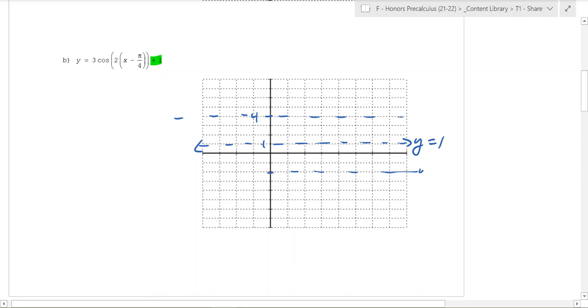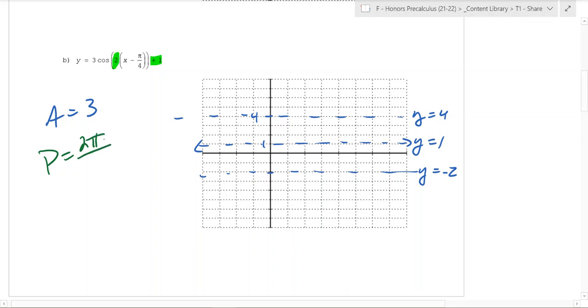And the min will be y equals -2, down 2, because the amplitude on this is 3. Now the period is going to be 2 pi over the b value, which is just going to be 2. So in this case, the period is pi. So let's just make this pi and this 2 pi.